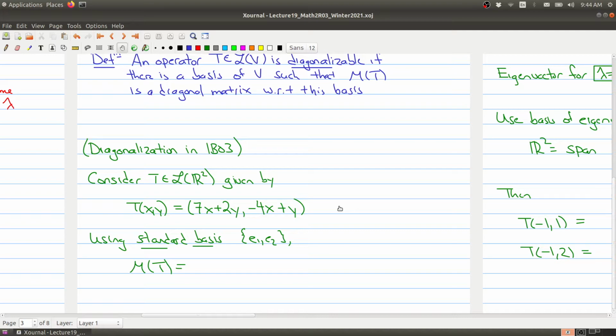Consider the linear operator on R2 given by taking the pair x, y and mapping it to 7x plus 2y. If you want to think back to what we were doing in 1B03 language, we were taking the matrix 7, minus 4, 2, 1. We're looking at this particular matrix, and what we want to do is break it apart. We want to write it as some invertible matrix times a diagonal matrix times the inverse of the first matrix. In fact, if you use the standard basis, you get precisely this matrix right here, 7, minus 4, 2, and 1. Clearly, this matrix is not a diagonal matrix. It's not even an upper triangular matrix.